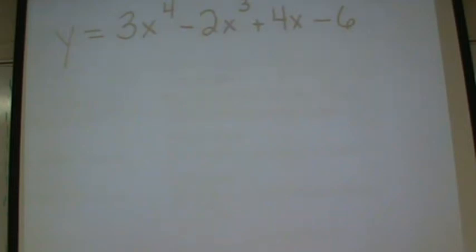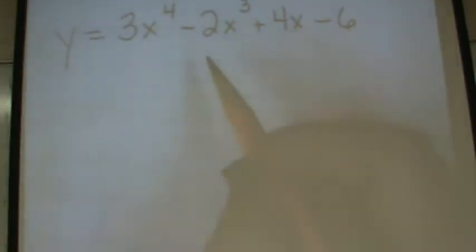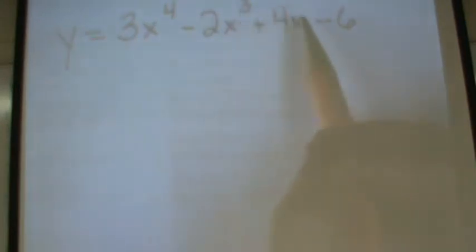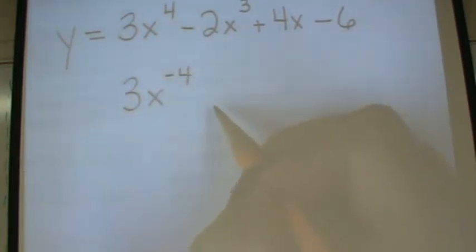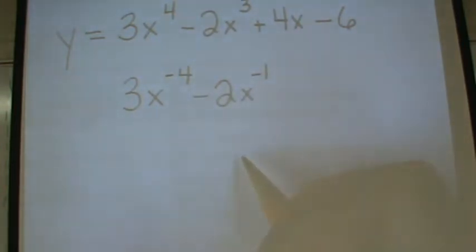Okay, what is this? This is a polynomial function. How do you recognize what a polynomial function looks like? When it's written in standard form, you're going to have variables with positive exponents. You will never have a negative exponent. This is not going to be a polynomial.